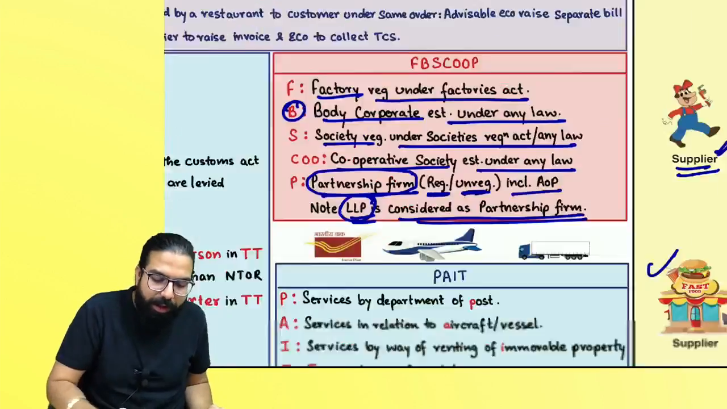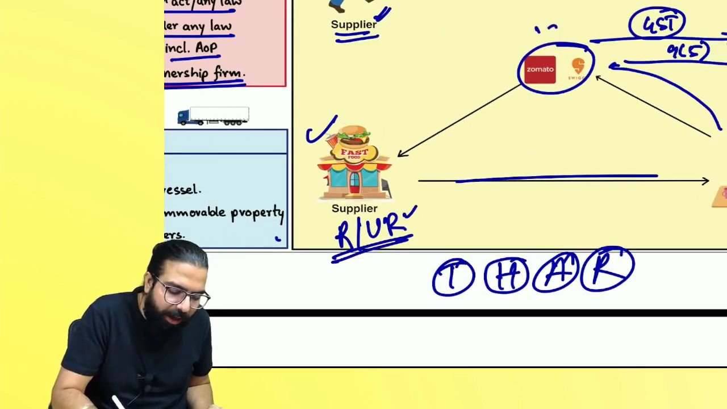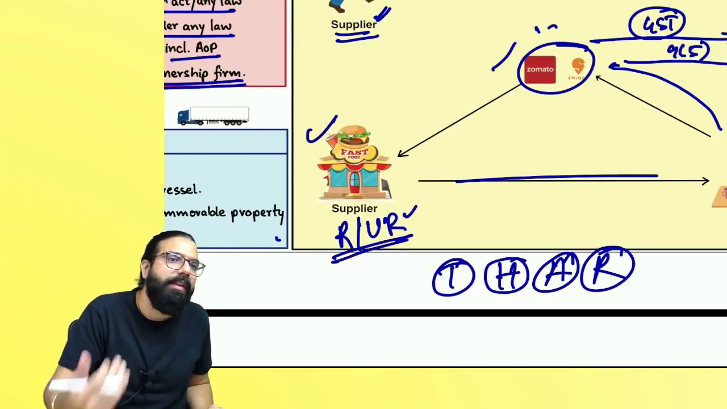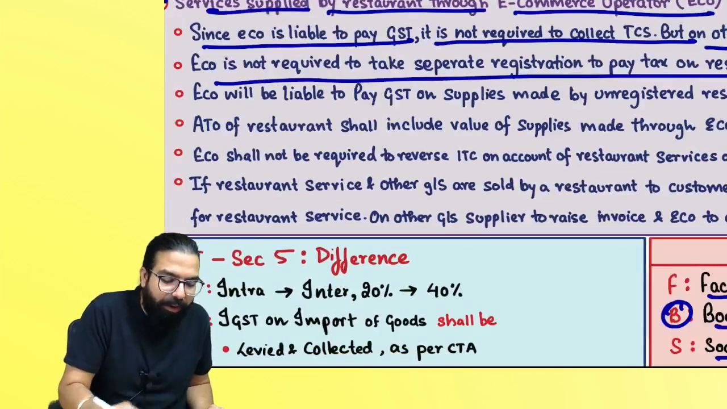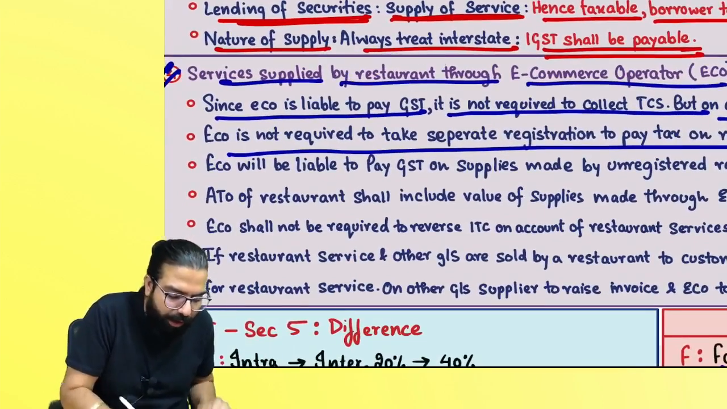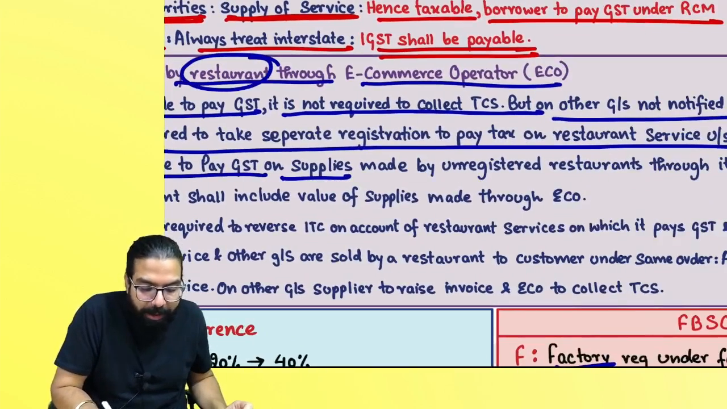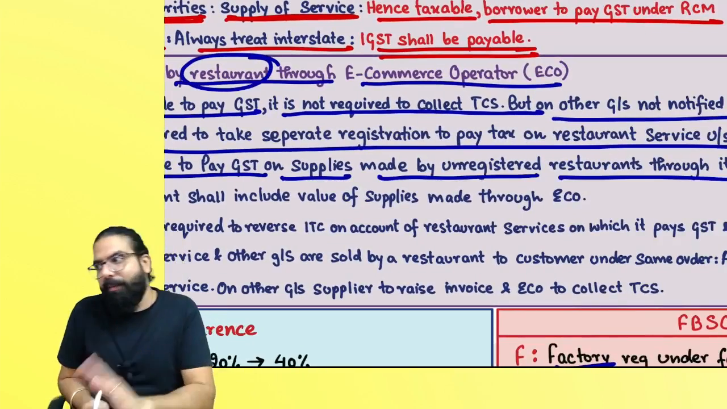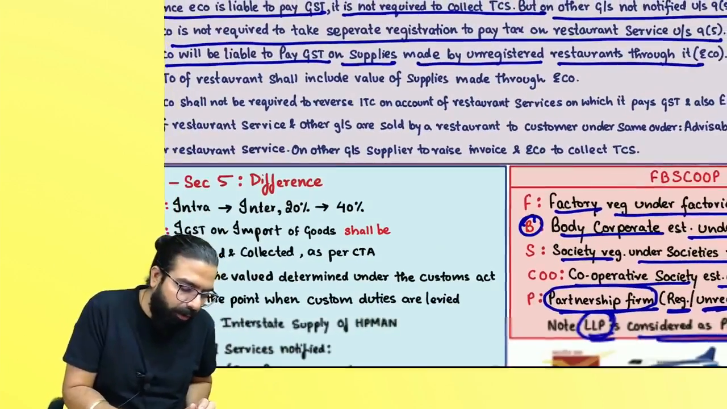Sir, the next one over here, people ask, if this supply is registered or unregistered, in both scenarios, am I liable to pay? The government said whether the supply is registered or unregistered, the e-commerce operator only will be liable for the restaurant service, because we are talking about restaurant. Can I go ahead, everyone? E-commerce will be liable to pay GST on supplies made by an unregistered restaurant through it. Even if the restaurant is registered, e-commerce will only pay. Unregistered, then also the e-commerce operator only will pay.